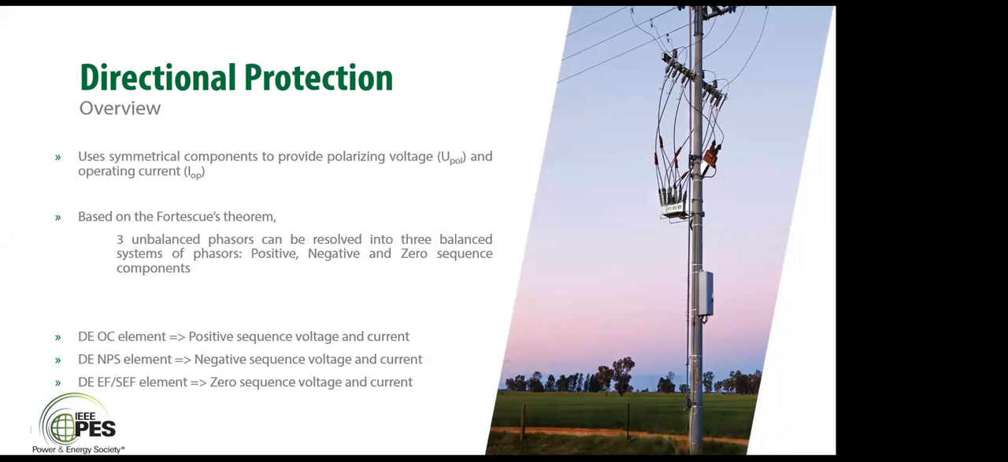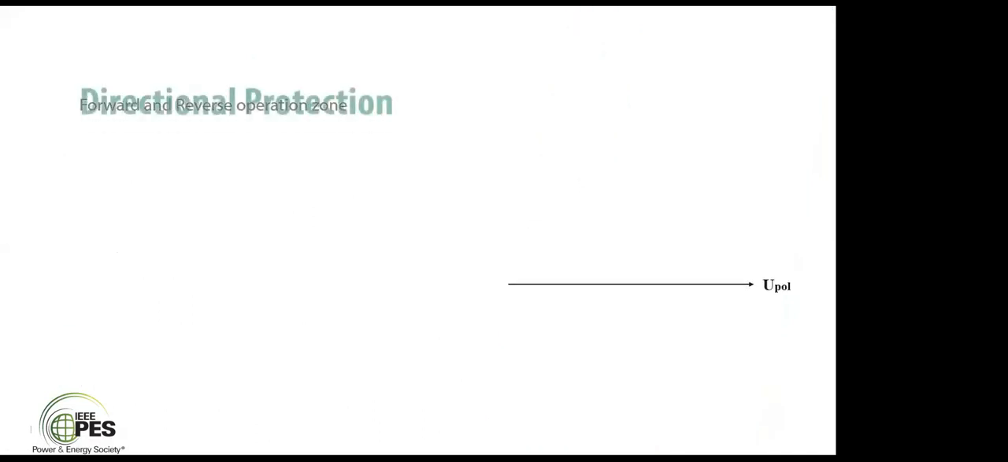And at the end, if we activate the arc fault or sensitive arc fault system, then the zero sequence voltage and zero sequence current will become the polarizing voltage and operating current. So we have to keep this in mind very carefully. So today our discussion will be on directional arc fault and sensitive arc fault. So in our case, the zero sequence voltage and zero sequence current will be considered as polarizing voltage and operating current.